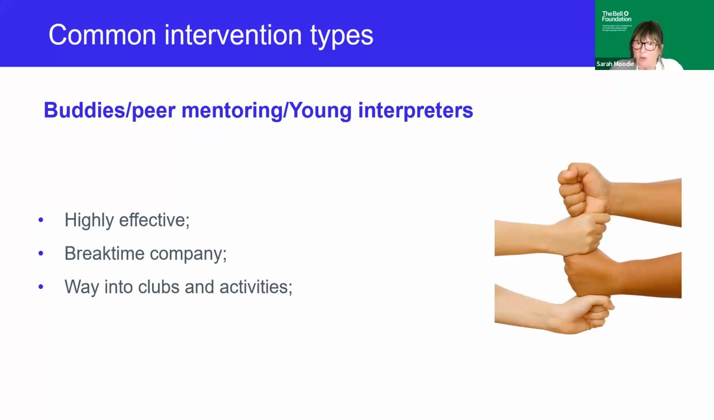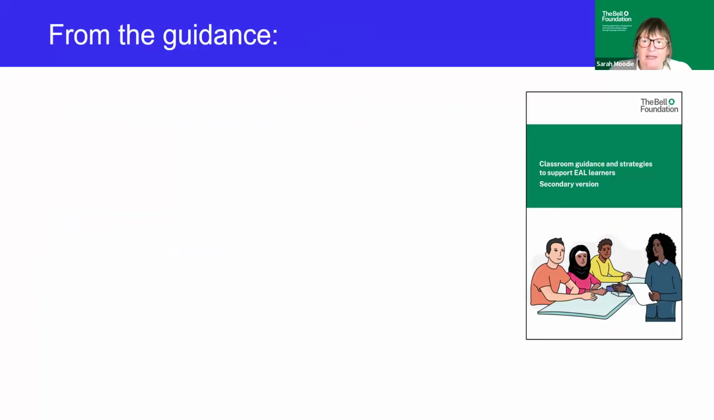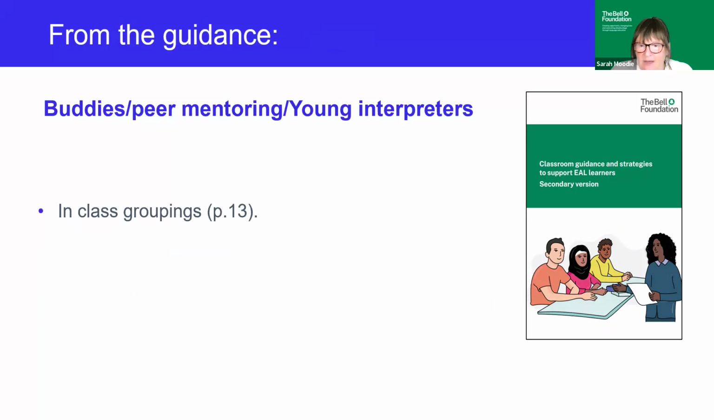They can also be a gateway to various clubs and activities based on shared interests, and this can be a really good way of building mixed language friendship groups. So it's important, if you can, to choose buddies where it looks like there is a potential shared interest. And they can interpret and model good language and good behaviour. It's also important that they receive training for and recognition for their role, but that's probably a topic for another training.